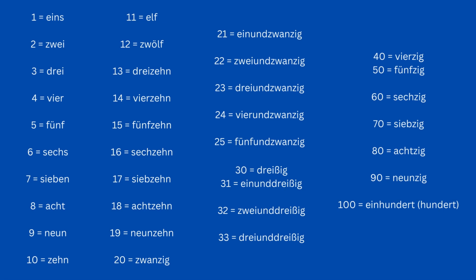40 is 40. So if you want to say 43, 43. 50 is 50. If you want to say 55, you can say 55. 80 is 80, 90 is 90, 100 is 100. So if you want to say 95, you can say 90.